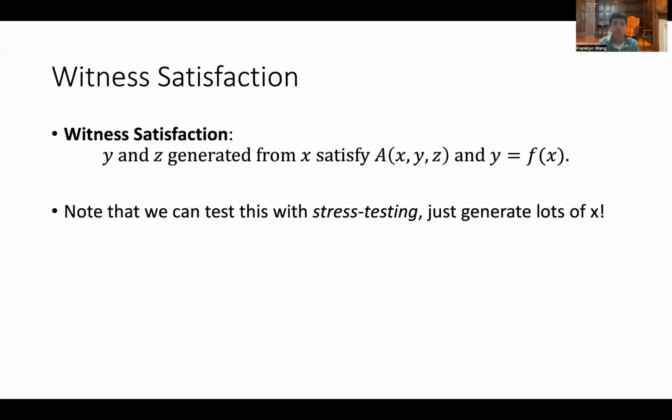So now let me briefly talk about witness satisfaction. This is saying that y and z generated from x satisfy a of xyz and y equals f of x. Note that this is something we can test with stress testing, right? Let's just get lots of random values of x, get a y, get a z, and if a of xyz is true and y equals f of x, then everything's good, right?